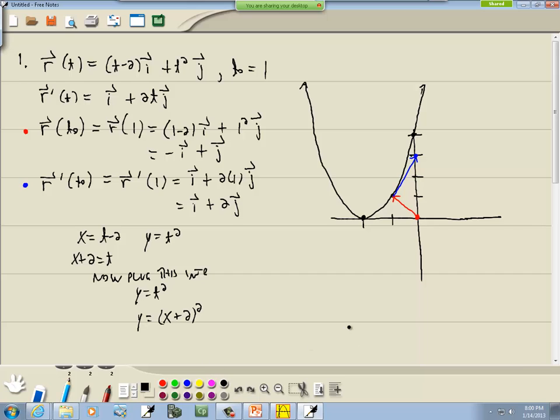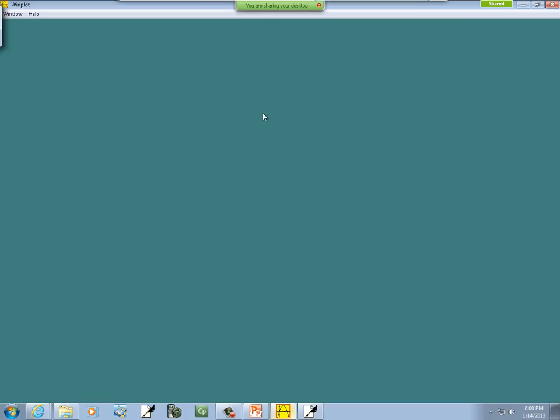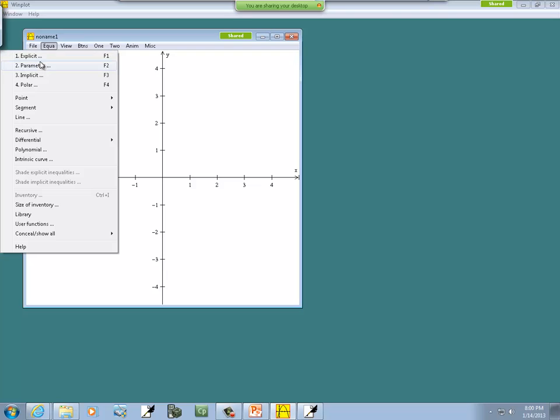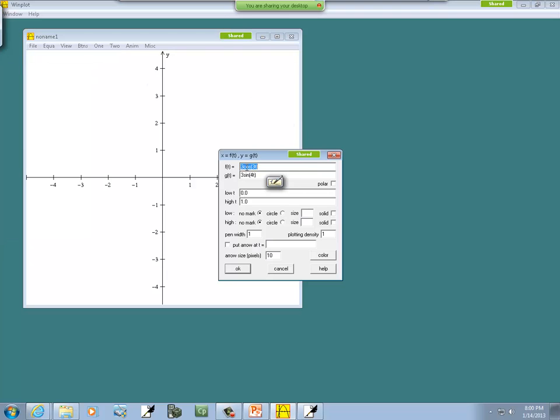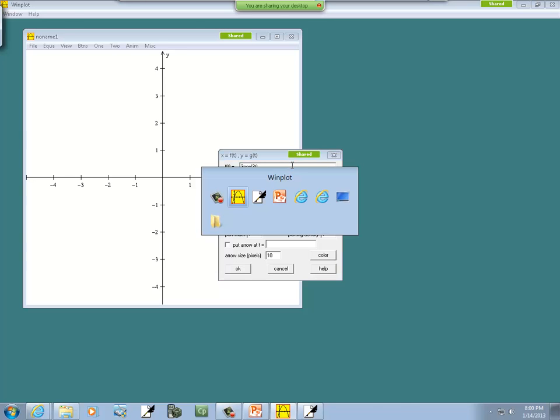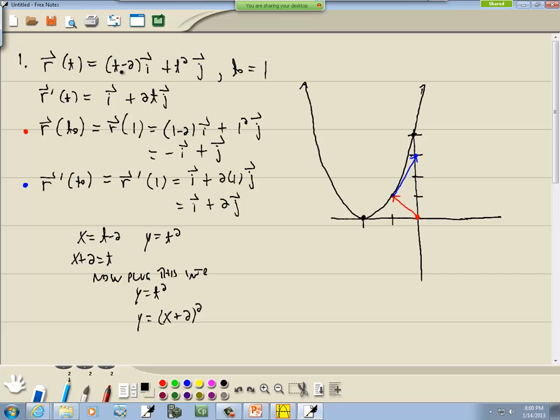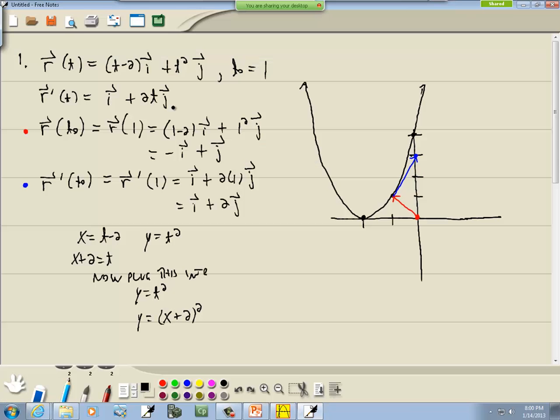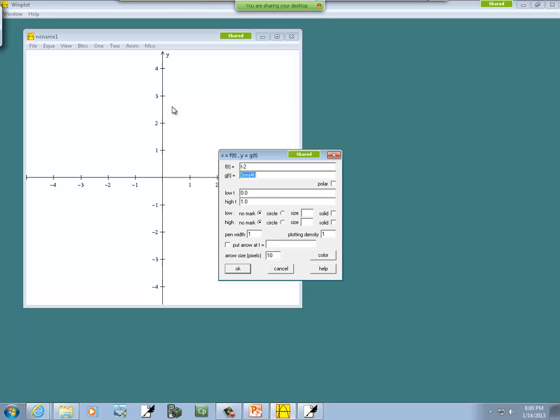Okay. To do this on our graphing utility here, and I know you can't see this real well, do window 2 dimensions. Actually, probably can't see it at all. And I'm going to choose equation and number 2, parametric. It comes up and asks us for f of t. F of t is whatever's before i, which is t minus 2. Then it asks us for g of t, which is whatever's before your j, which is t squared.